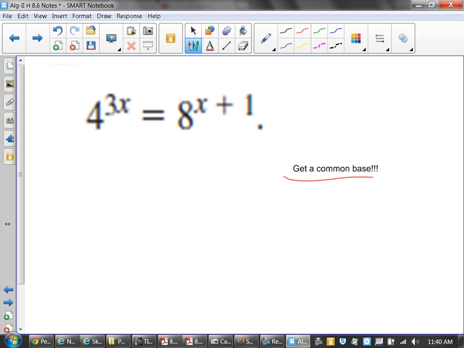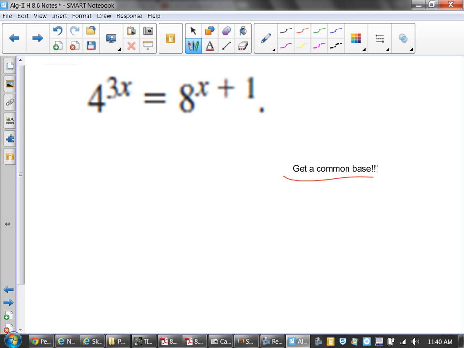You guys agree? Here's what happens. When I get a common base here, I get 2 squared to the 3x equals 2 cubed to the x plus 1. Everybody all right with that? Now, whenever you're working with an equation, what you do to one side, you have to do to the other side. That's how these things stay balanced. Now, what I'm going to do to one side here is log it. I'm going to set this to the log base 2 on both sides.